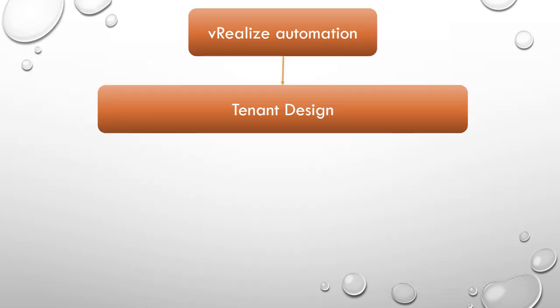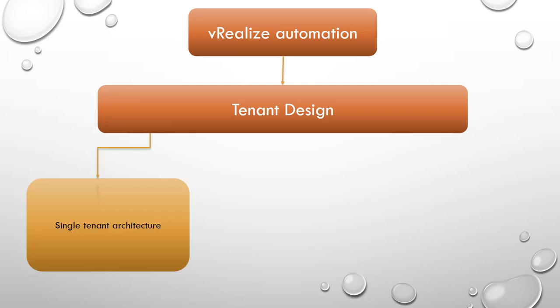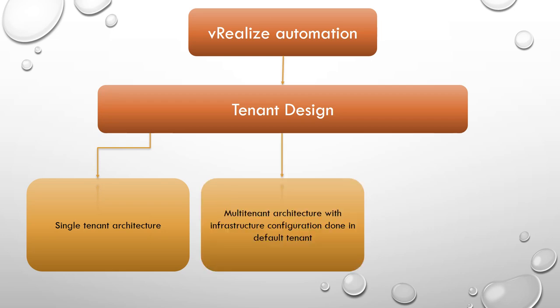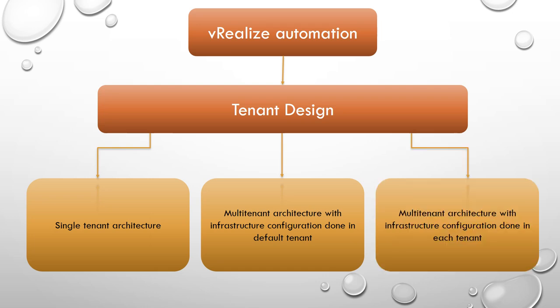So up until now, we have learned that we can have single or multiple tenants in an environment. Depending upon the scenarios, we might want to think about the tenant design. We have three choices for tenant design. The first one is the single tenant architecture. Your second type of design would be multi-tenant architecture with infrastructure configuration done in default tenant. And the third one will be the multi-tenant architecture with infrastructure configuration done in each tenant. Let us now discuss each of these tenant designs.